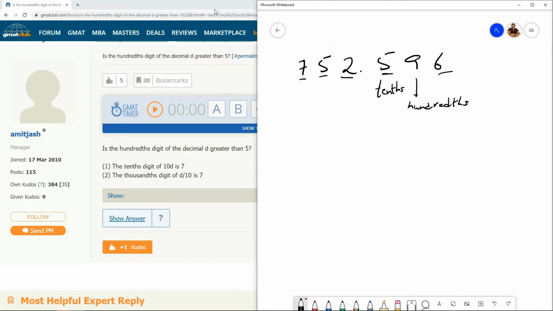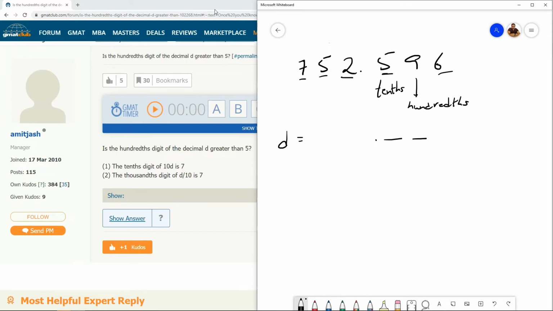All right, now with this understanding in place, what's the question asking? Is the hundredths digit of the decimal D greater than 5? So there's some number D. Now, does the number need to be 0 point something? Not necessarily. It can have some numbers before the decimal also. Doesn't really matter. What we really care about is the number in the second position after the decimal. I don't really care about much else, right?